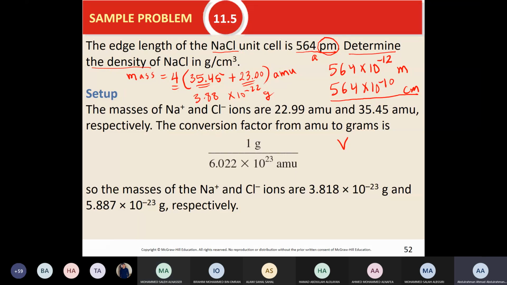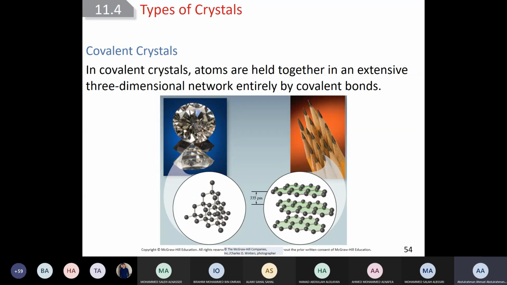Fantastic. And you have the volume, you calculated the volume, which is a cube. Go ahead and find the density. 2.17 multiplied by 10 to the power of minus 30? No, wrong. Only 2.16 according to my calculation, gram per centimeter cubed. Okay, good. Done with this.